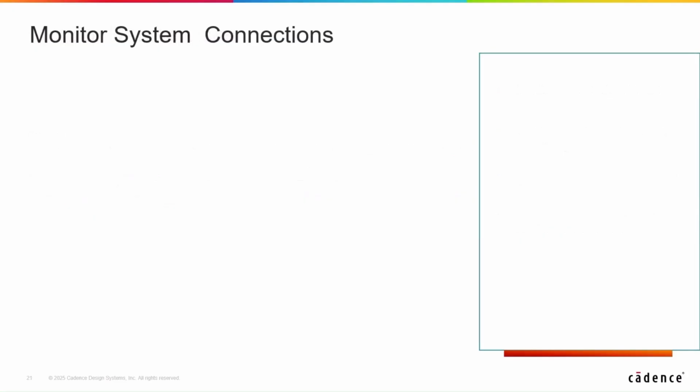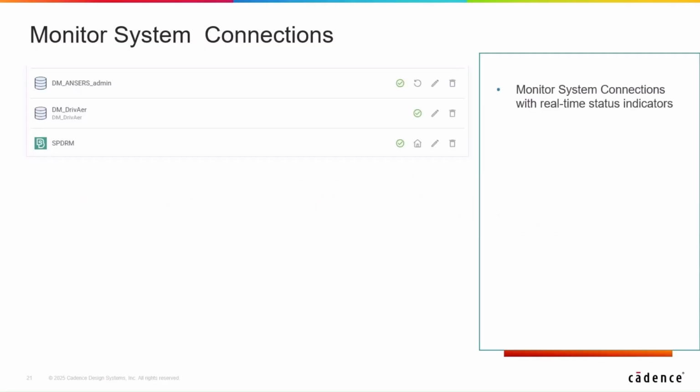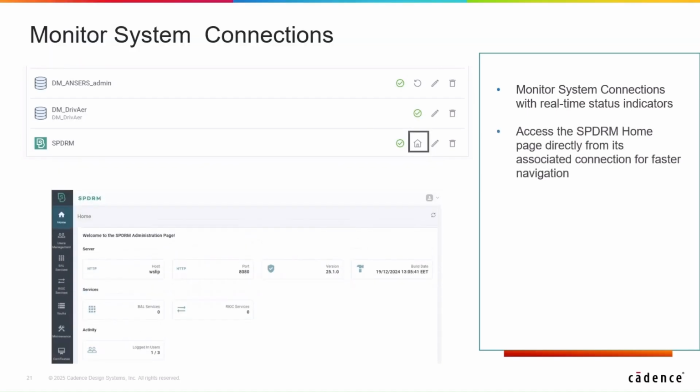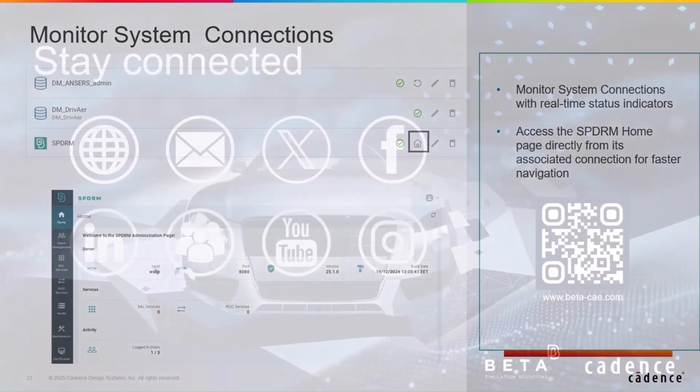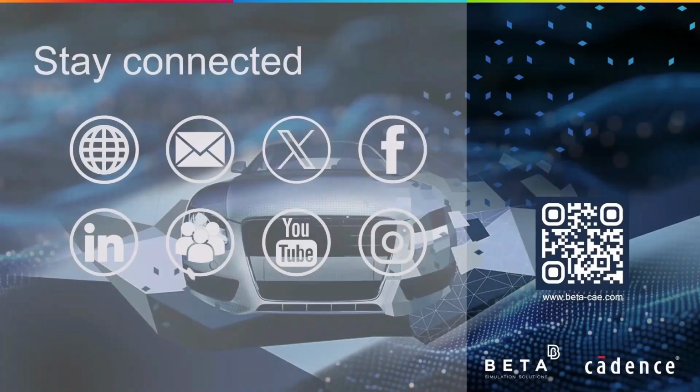System connections can now be monitored with real-time status indicators, allowing administrators and power users to quickly verify whether a connection is healthy. From the same interface, it is also possible to access the SBDRM homepage associated with a connection, enabling faster navigation to the underlying system. This tight integration helps maintain smooth data flows between Answers and SBDRM and shortens the time needed to investigate or resolve connection issues. This concludes the overview of the new features.